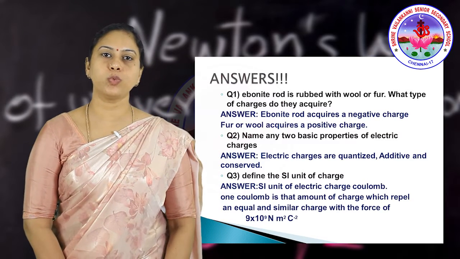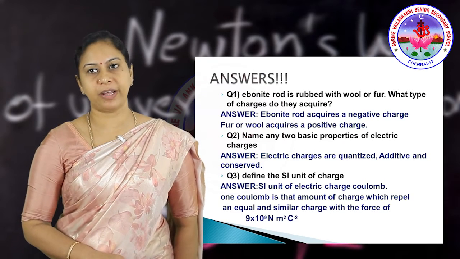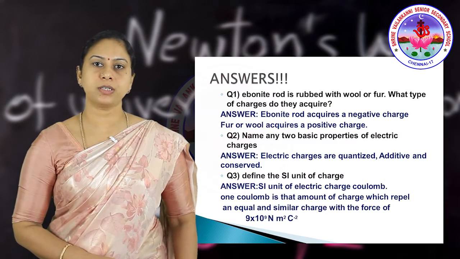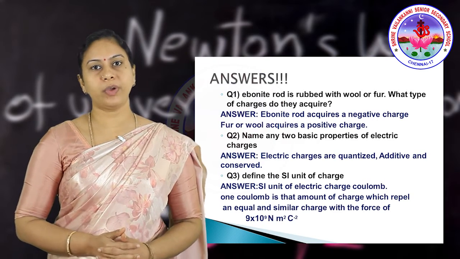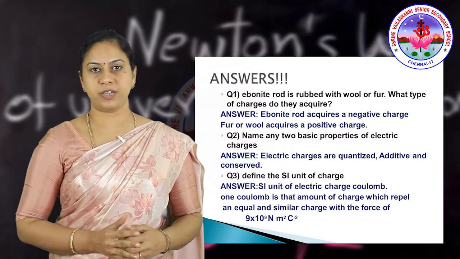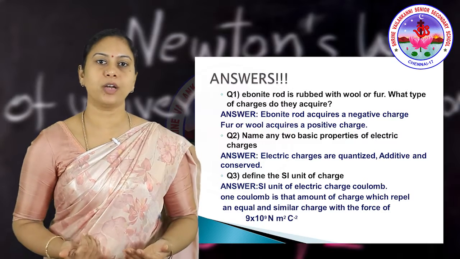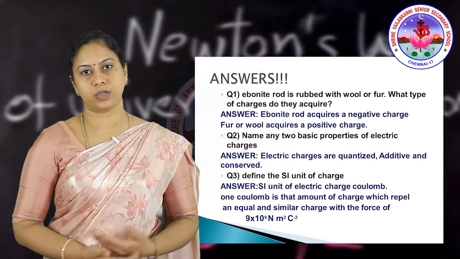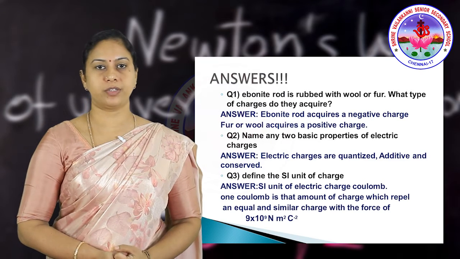So question number 1 is what? Yes, an ebonite rod is rubbed with wool or fur. What type of charges do they acquire? See, the ebonite rod acquires negative charge and fur or wool acquires positive charge, because fur is loosely bound to electrons. So it loses the electrons, so it will have a deficit of electrons. The ebonite rod acquires negative charge, an excess of charge, right?